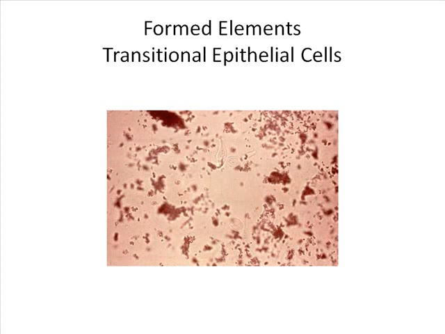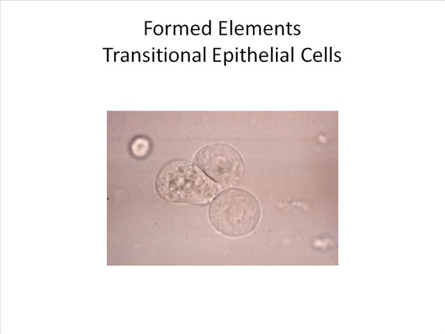And here's another one. Notice here. See them? They kind of look a little pointed. And many of them have one flat side. See this one flat side? This looks like a renal tubular. This is a transitional cell.